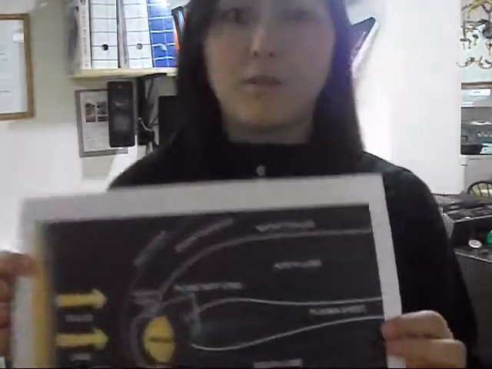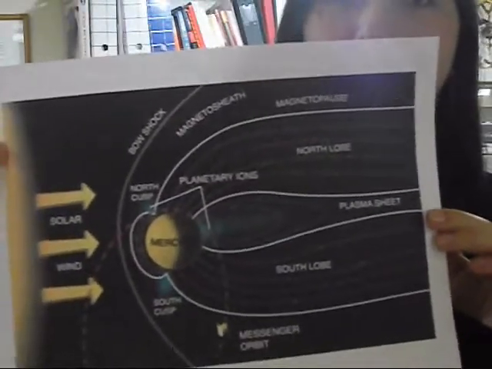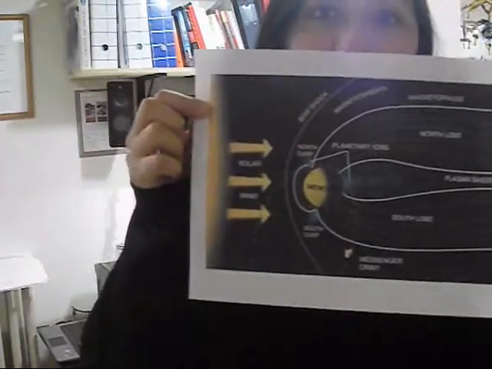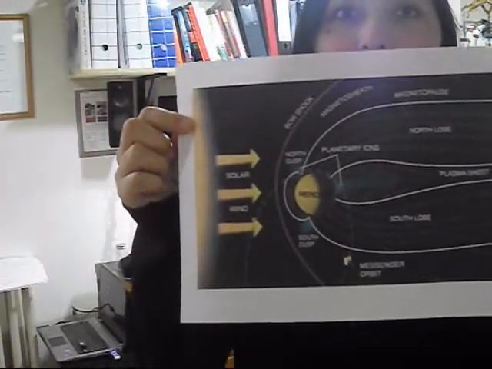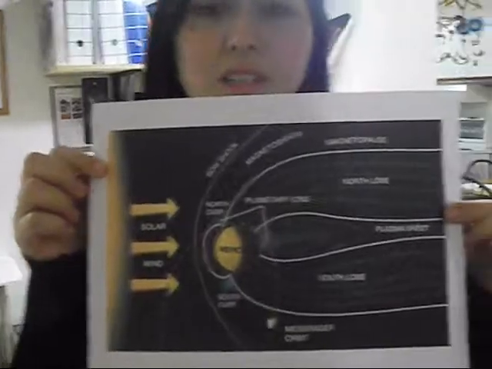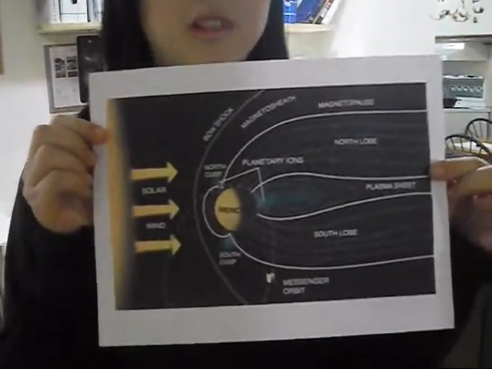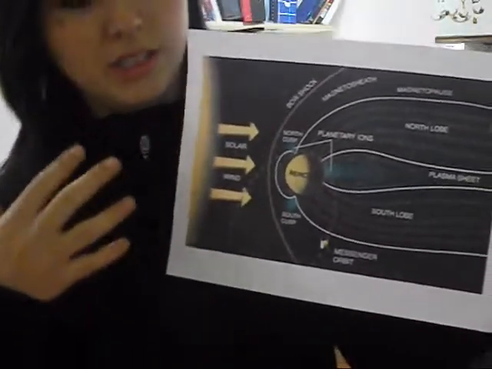Today is November 14 at 8 in the evening, and what we'll demonstrate here is a simulation of Mercury's magnetic field. So if you follow me, I'll show you a picture that demonstrates the magnetic field and how the solar wind affects the magnetic field. Now what we'll demonstrate during this presentation is a simulation of what happens in this picture.